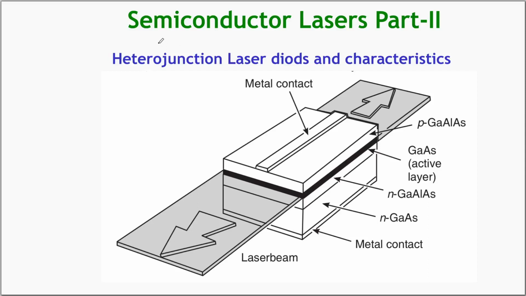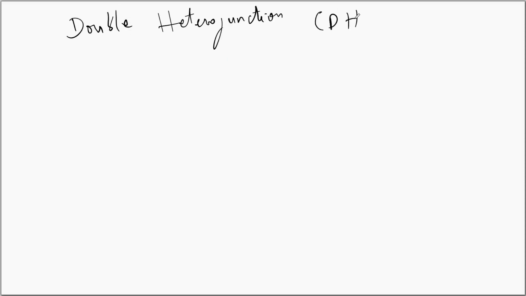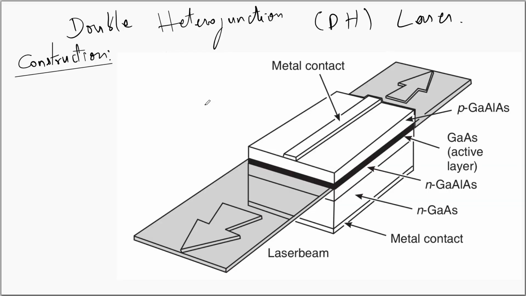Hello, welcome back. In this video, we'll continue to discuss the semiconductor lasers with special emphasis on heterojunction laser diodes and their characteristics. There are different configurations for the heterojunction laser diodes. In this video, we'll discuss the double heterojunction structure. We shall look at the construction of the heterojunction. The schematic diagram of the double heterojunction laser diode is shown here.